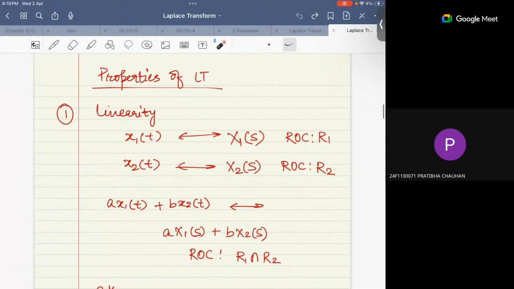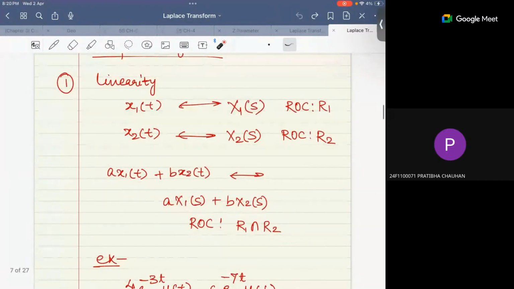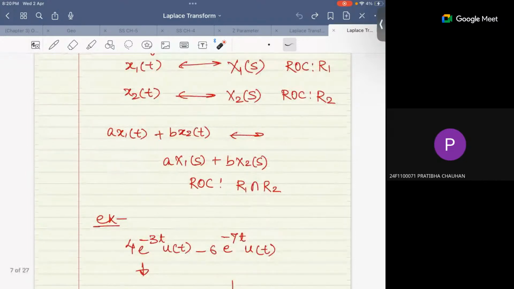Now we'll come to the properties. All the properties that we will be dealing with here will be the same as whatever we have done through the Fourier transform or the Fourier series, almost similar. So here also the linearity property. For example, x1(t) has a Laplace transform of capital X1(s), and x2(t) has a Laplace transform of X2(s), with the ROCs R1 and R2. Now what will happen if you have a linear combination, a times x1 plus b times x2? If you have to calculate the Laplace transform, what will you do? The constants will get multiplied, similarly as you were doing for the Fourier transform.